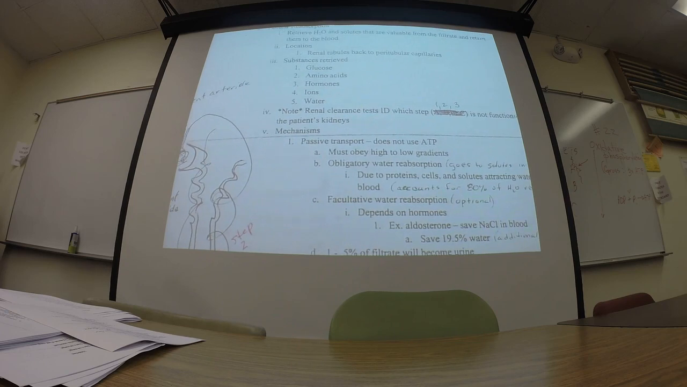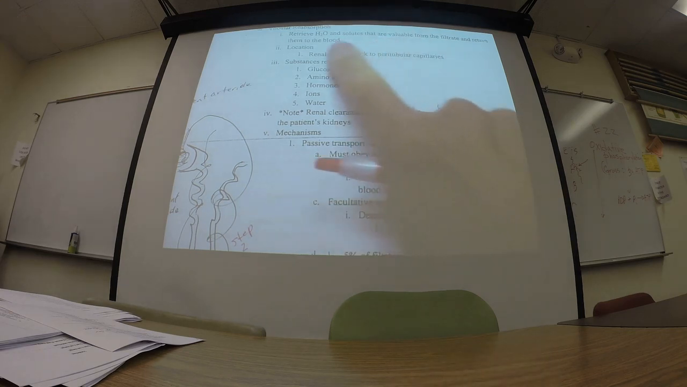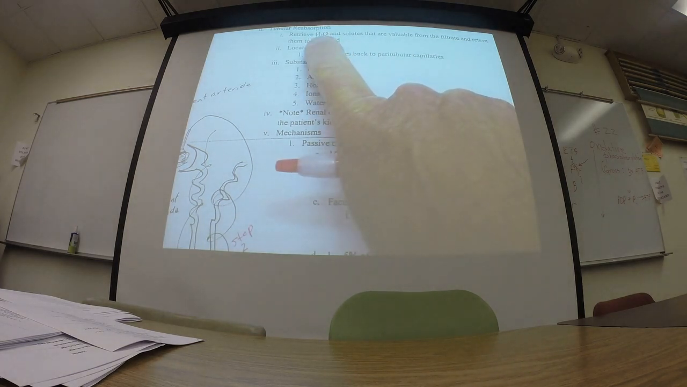Number one, 180,000 mLs of filtrate. We need over 99% of that water back in our body, or our blood pressure will go boom. So we got to retrieve water, we know that. 100% of your glucose sugar got kicked out of your bloodstream and is out there in filtrate that could become future urine. Is there supposed to be any glucose in urine? So we got to get all the glucose back.